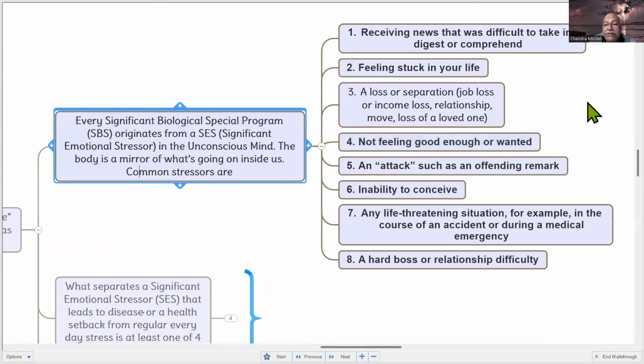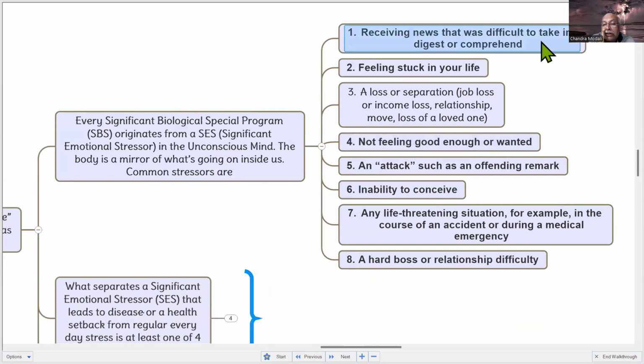What are the common stressors? Receiving news that was difficult to take in, digest, or comprehend. That is quite possible in our day-to-day life. Feeling stuck in your life. You are not able to make progress. Is that a common experience? Even today, are you saying that you don't get stuck on something? Are you getting stuck or not at times?